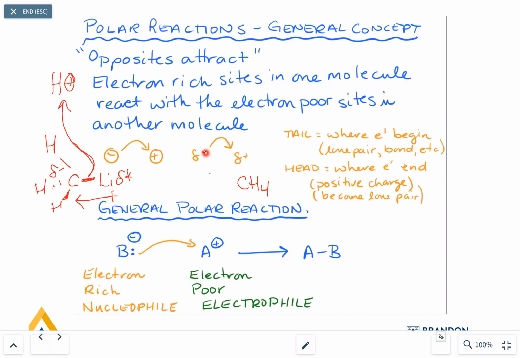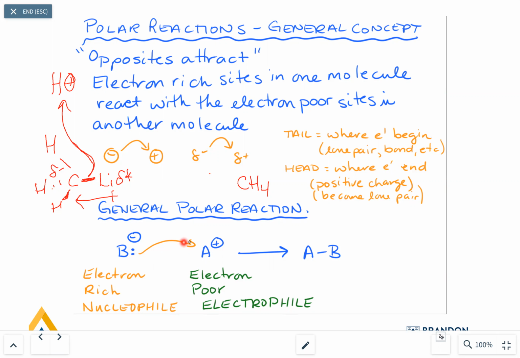So it's got to be lone pairs. That's the most common example. Sometimes in pi bonds, and sometimes in sigma bonds, if the bond is polarized, and this is a nice example I can think of, where carbon is going to use them to attack that proton there to make CH4. So here's basically the general reaction. You've got some electron-rich species, which we call the nucleophile, and you have some electron-poor species called the electrophile.